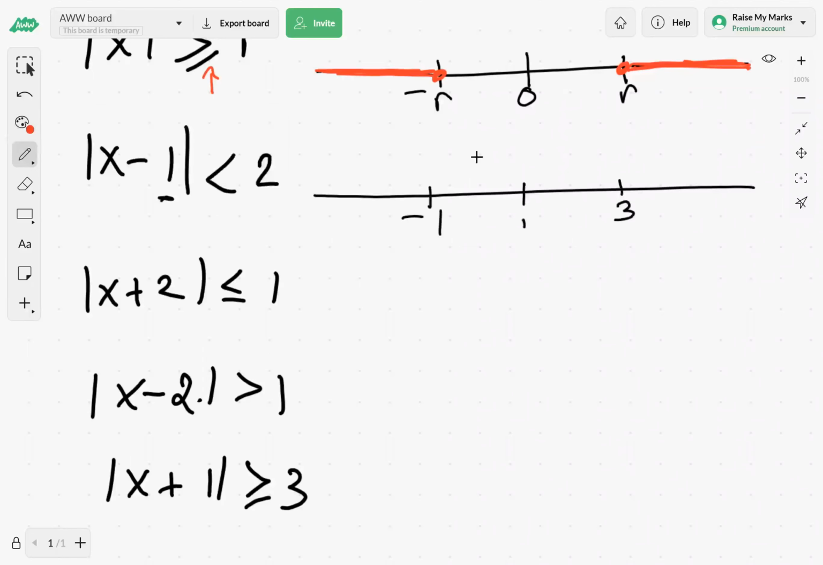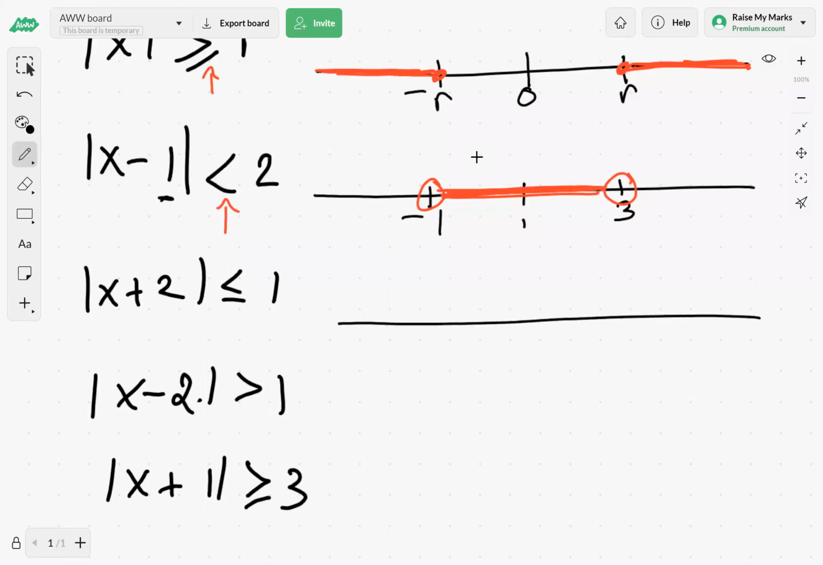And again, we look at the inequality, it's strict. So we put open circles at the -1 and 3. We're looking at absolute value less than 2. So we're going to color in the number line between -1 and 3. Good. Now let's try the next one.